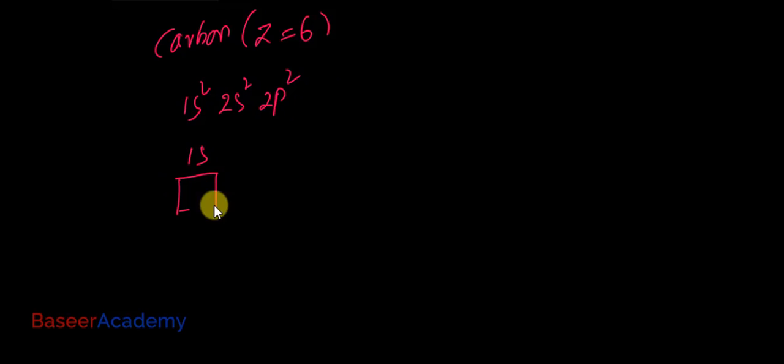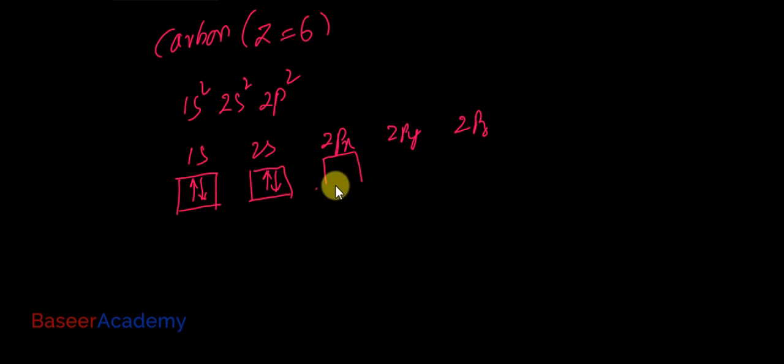Let me write this down in a box form. 1s, it has 2 electrons. 2s, it also has 2 electrons. P, we know that P splits into 3 orbitals, 2px, 2py, 2pz. P subshell splits into 3 orbitals, 2px, 2py, 2pz. Right? How many electrons are there in P subshell? 2 electrons.